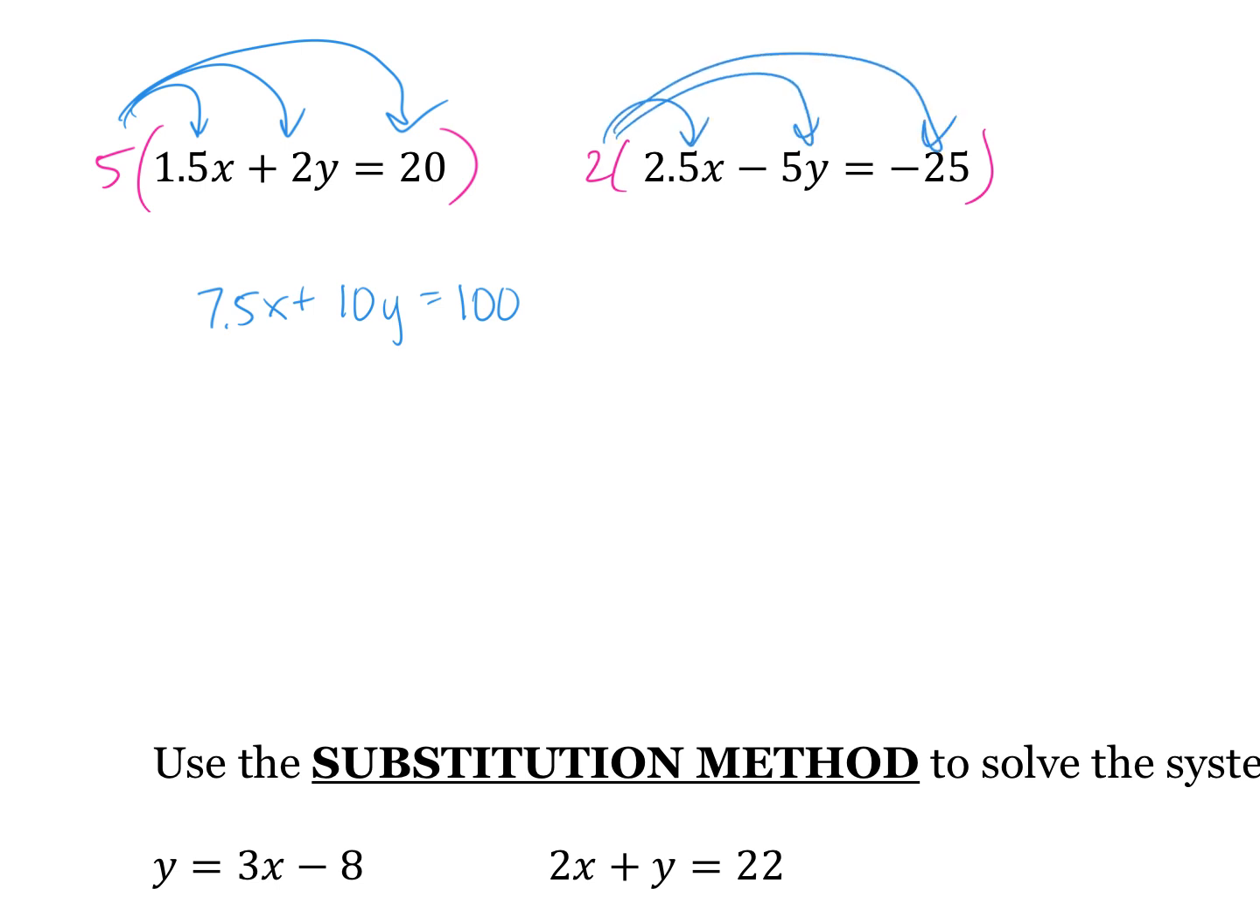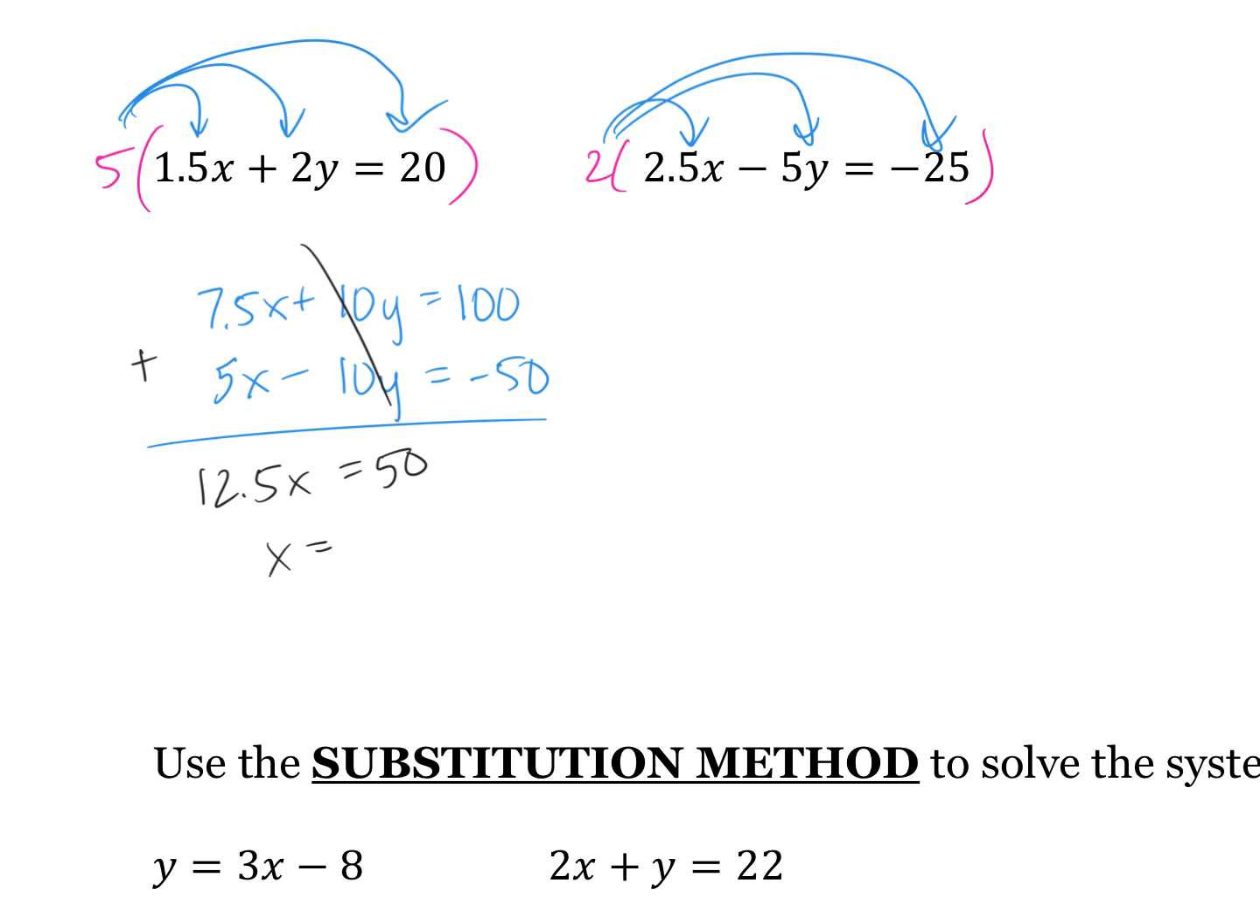2 times 2.5, 5x minus 10y equals. Beautiful. Then we're going to add them up, people. You add them up. 7.5x plus 5x. I see it, 12.5x. I love it. 10y plus negative 10y cancels. 100 minus 50, 50. Does 12.5 go into 50 nicely? Yeah. What do we get? Beautiful.